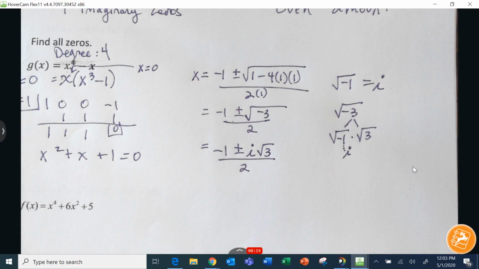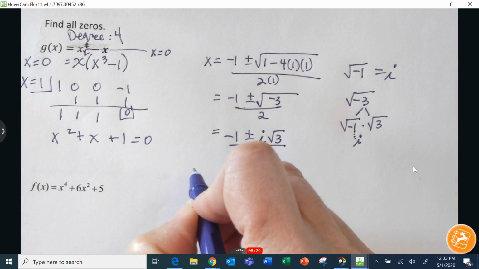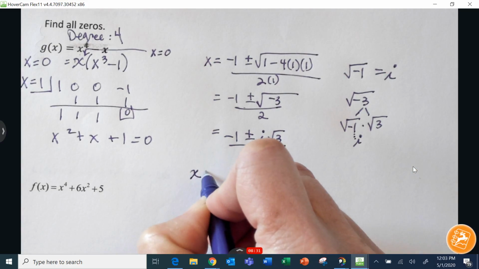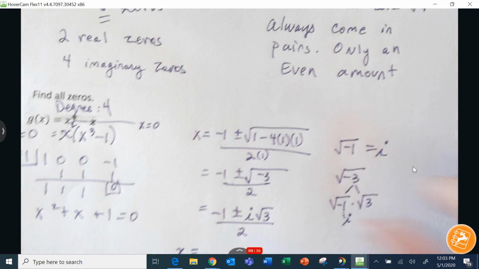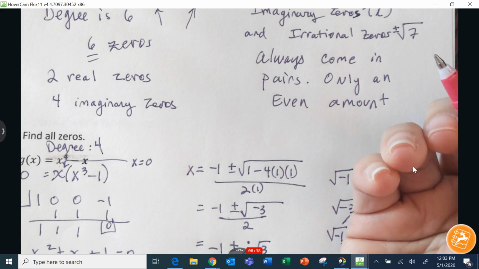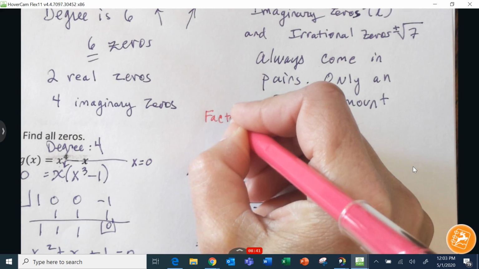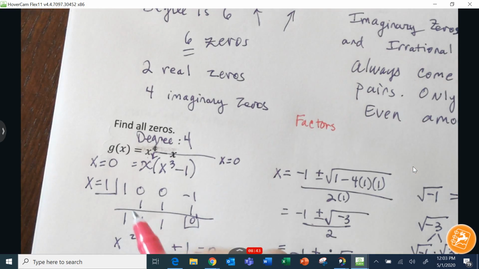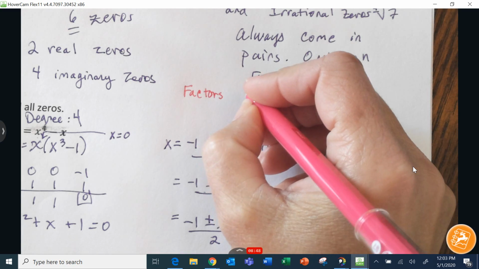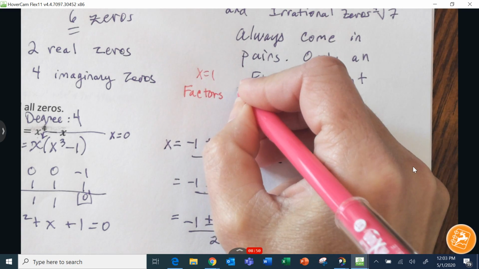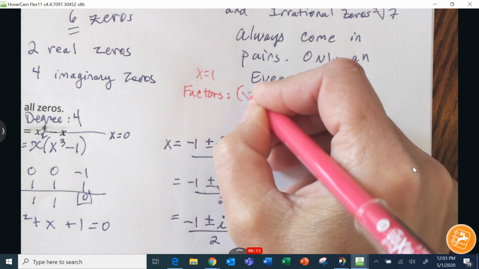Now, for this assignment, I am not going to have you write the answer as factors. I'm going to have you write the answer as zeros. I feel like after that quiz that you all took, some of you don't understand the difference between the vocabulary. So quick little reminder, if we're doing factors, and I'll use x equals 1 as an example, factors for x equals 1 would be parenthesis x minus 1.